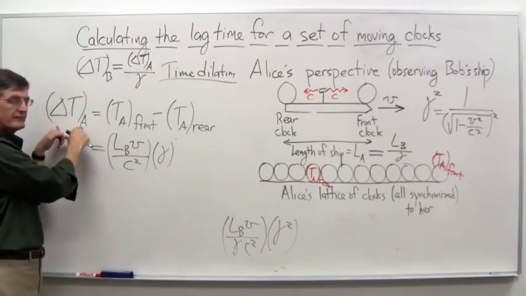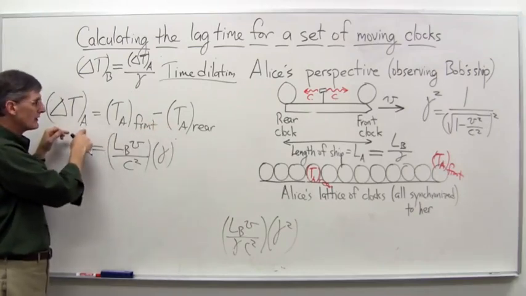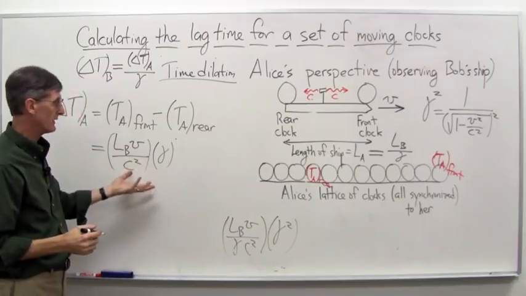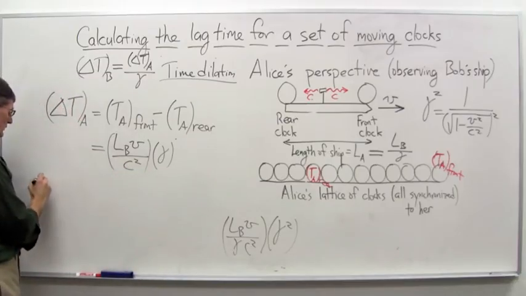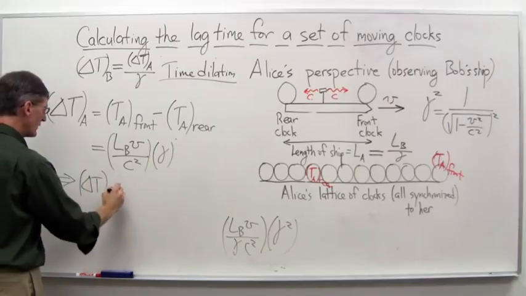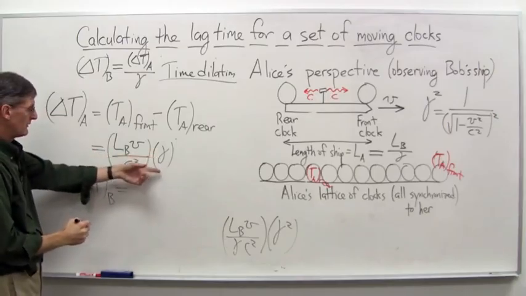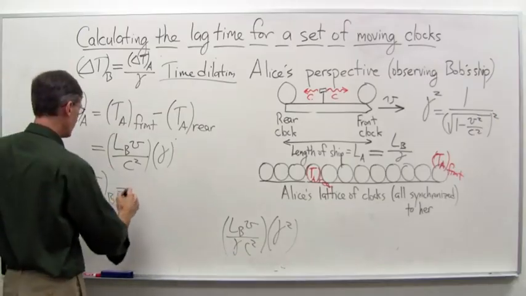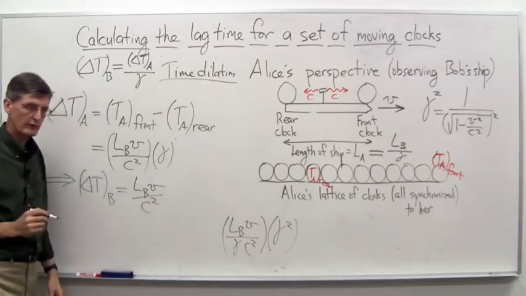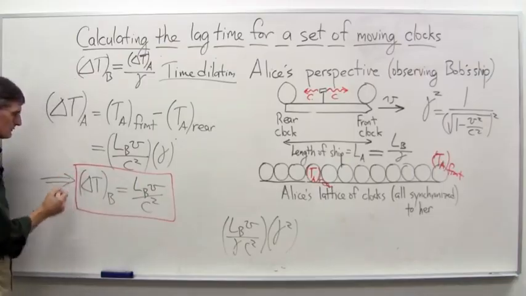And what we have here is a delta t, a time difference, an elapsed time for Alice. So to get Bob's version on his clocks, we have to take this and divide by gamma. And therefore this implies that the delta t on Bob's clocks is going to be this divided by gamma. And note we have a gamma here. When we divide by gamma, we'll lose the gamma. And so we get L_B v over c squared.